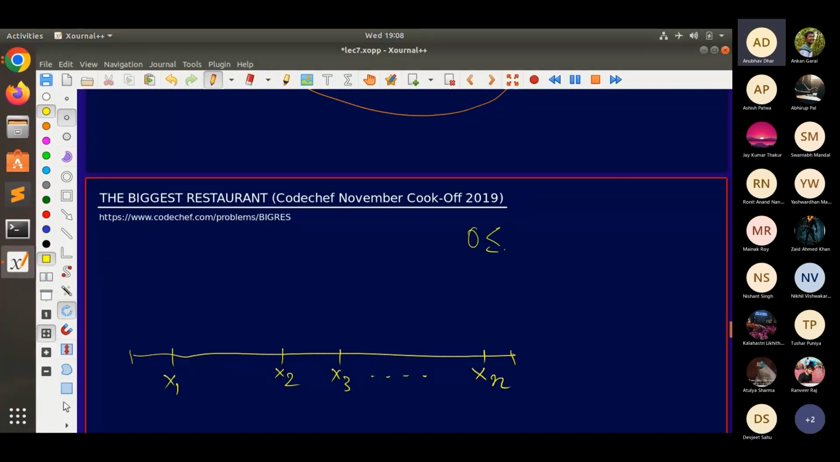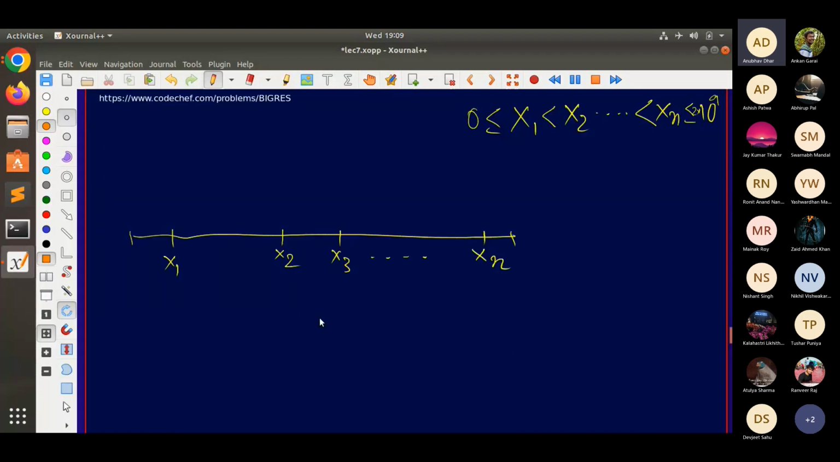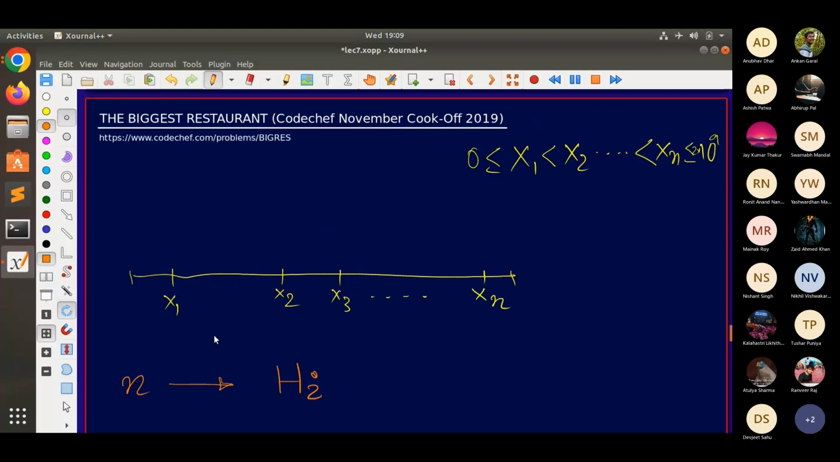I think they start before 0. x1, x2, up to xn is within 10 to the 9 or 2 into 10 to the 9. And you are given a set of n poles, and the ith pole has a height of hi. Now, what you can do is you can place these n poles on these locations, in any order you want. So this can be h3, h1, h2, h4, something like this.